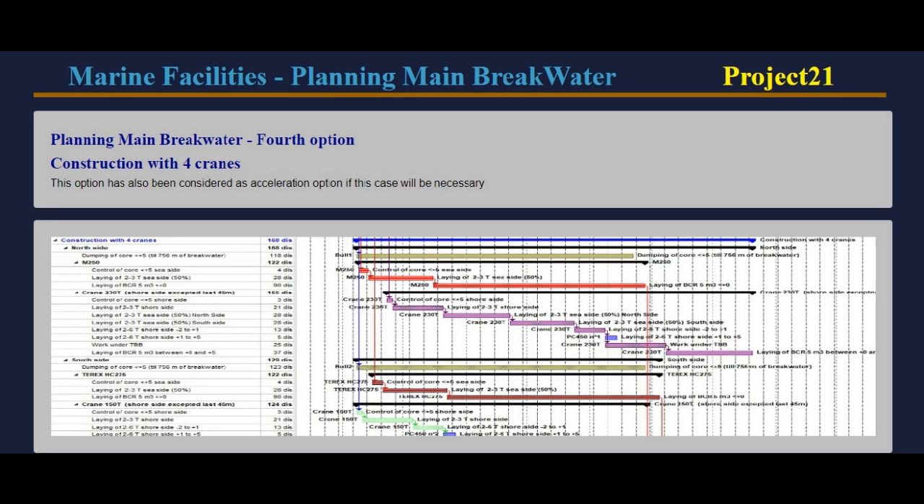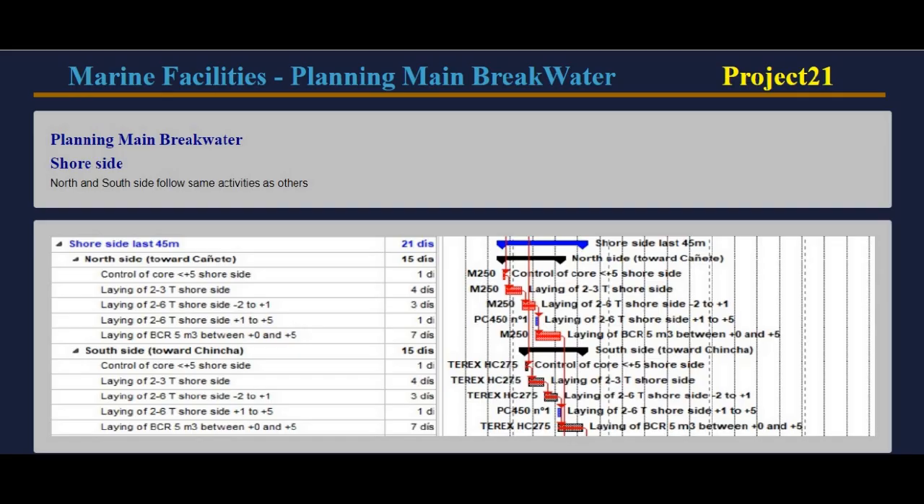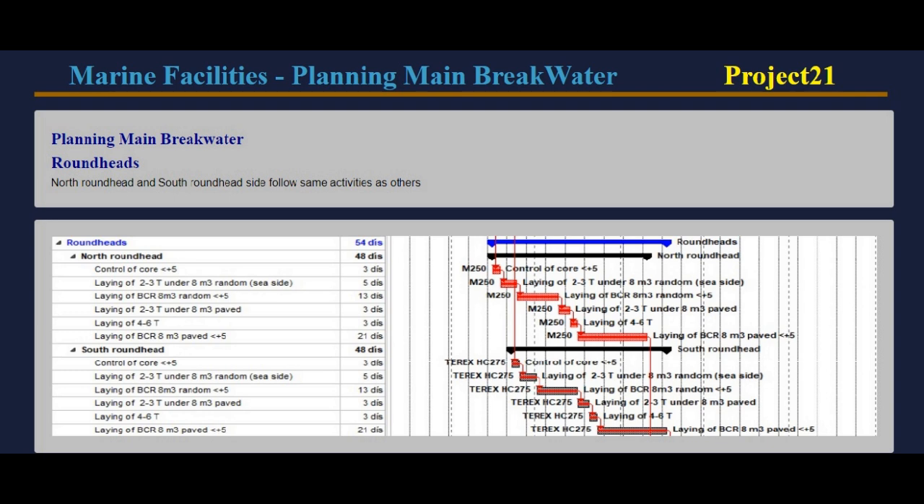Fourth option. This option has also been considered as acceleration option if this case will be necessary. Construction with 4 cranes. Activities considered at north side, 2 cranes doing control of core shore side, laying rocks at shore side and work under temporary bridge and laying BCR concrete units. Activities considered at south side, 2 cranes, same thing as cranes in the north side. Shore side. North and south side follow same activities as others. Roundheads. North roundhead and south roundhead side follow same activities as previous.